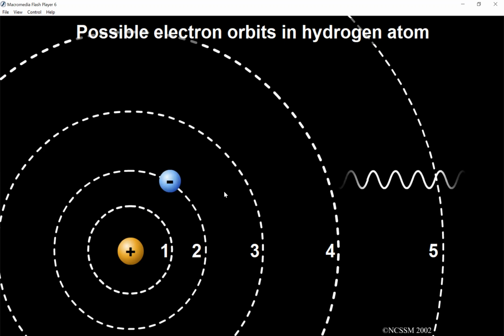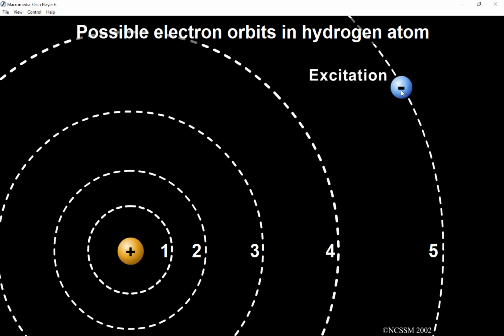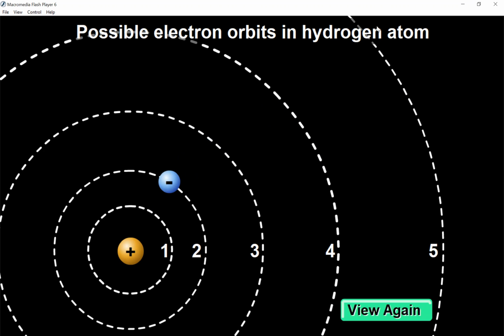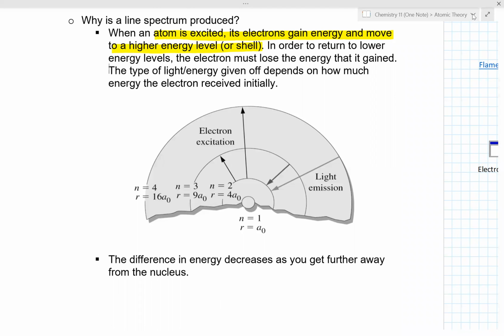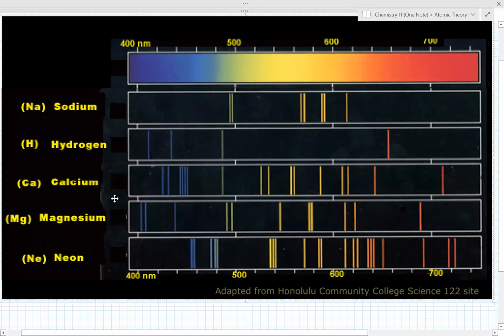If we add more energy, the electron jumps even more, it gets even more excited, and then it comes back down. Now notice, because it comes back down further than before, it emits a different color of light. So depending on how far it gets excited and how far it comes back down, this is why we get different spectrums of light, because each element has different number of electrons and they each jump to a different orbit.